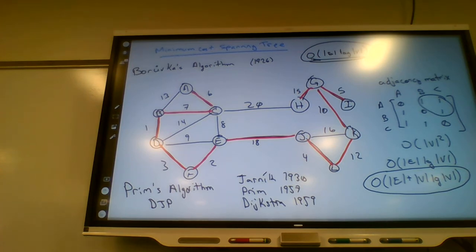What do you think about Prim's algorithm? It's building from one tree. Sounds like it's from the Hunger Games.